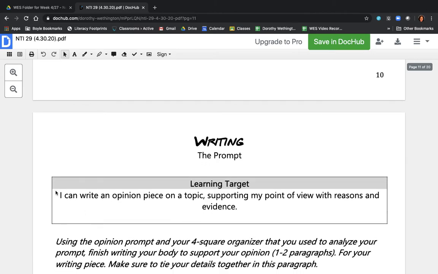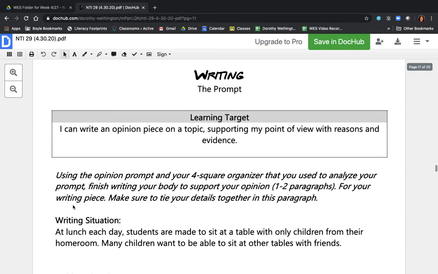Writing the prompt. Learning target. I can write an opinion piece on a topic, supporting my point of view with reasons and evidence. Using the opinion prompt and your Foursquare organizer that you use to analyze your prompt, finish writing your body to support your opinion, 1 to 2 paragraphs. For your writing piece, make sure to tie your details together in this paragraph.